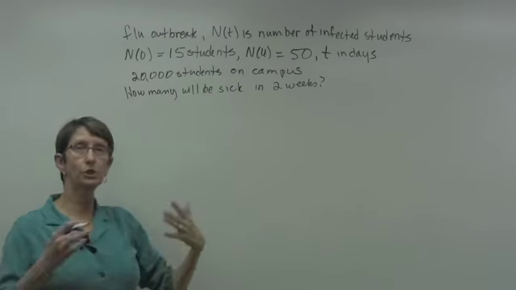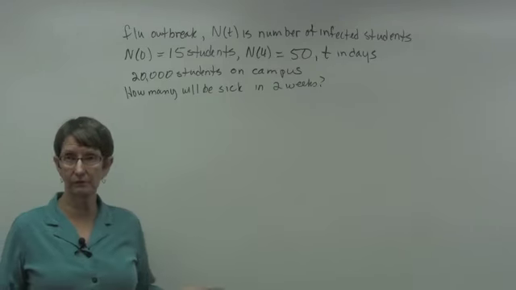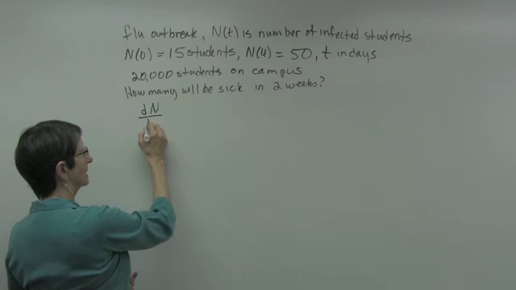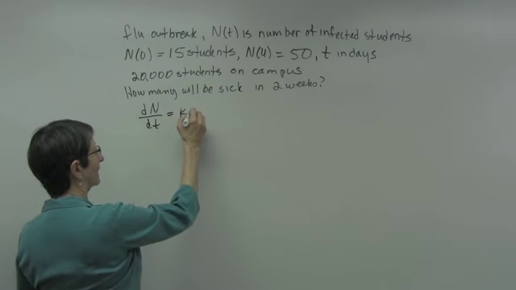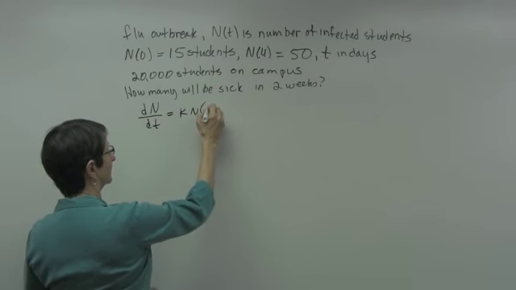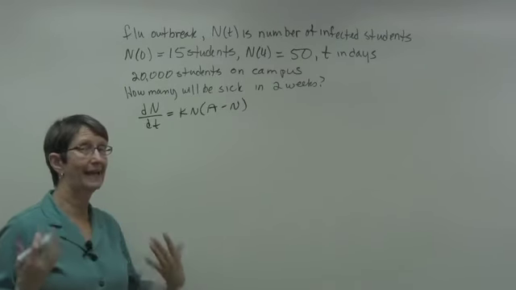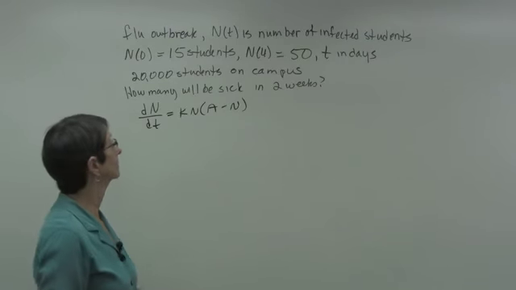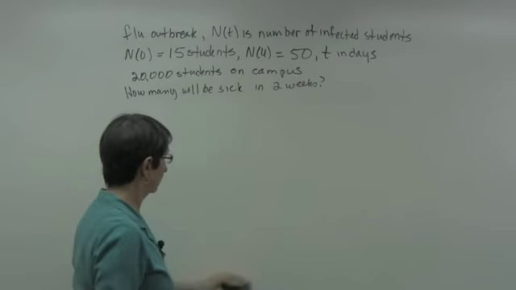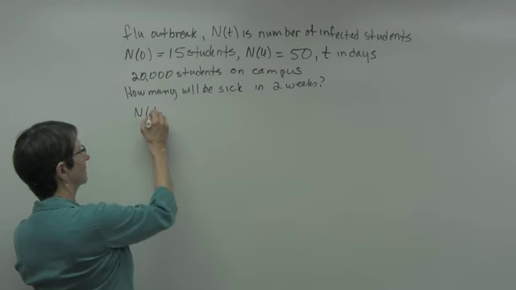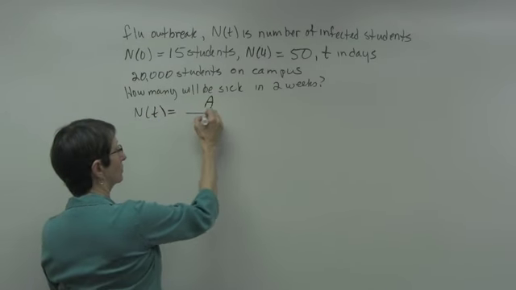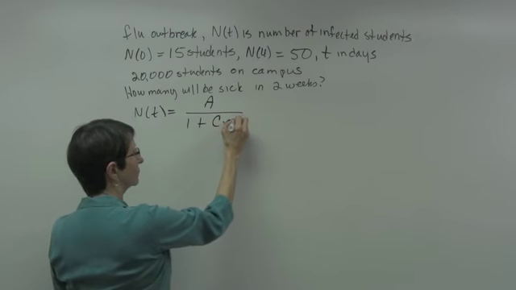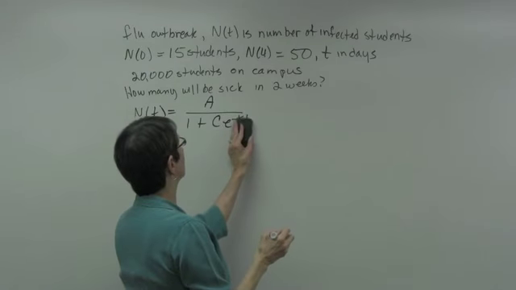Since this is logistic, and you'll be told if it's logistic, then we know that in general the formula would be dN/dt equals k times N times (A minus N), but we can't solve that. So we have to go directly to the formula. And the formula for N of t is A over 1 plus C e to the negative AKT.